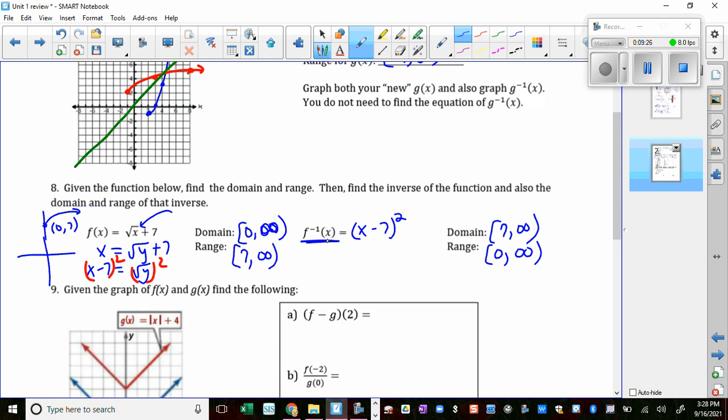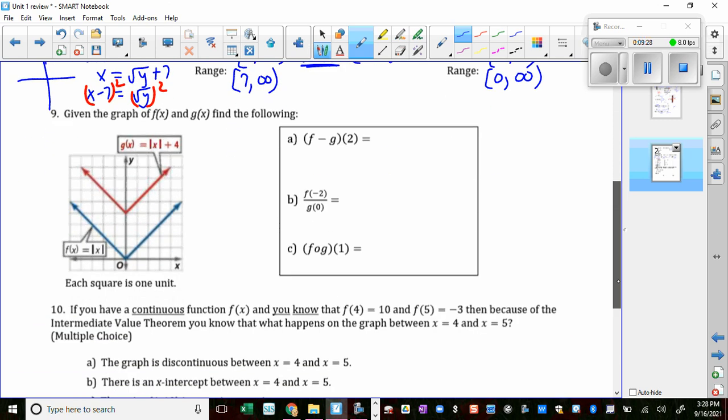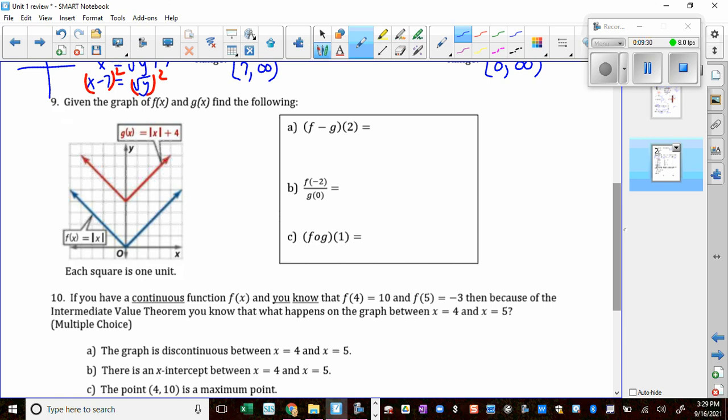All right, number 9, let's just practice using some pictures. So remember, f minus g of 2 is the same thing as saying f of 2 minus g of 2. All right, so we just find those answers. F of 2, the blue one is f, so f of 2 is 2. G of 2 is right here, so 1, 2, 3, 4, 5, 6. Yeah, so 2 minus 6 is negative 4.